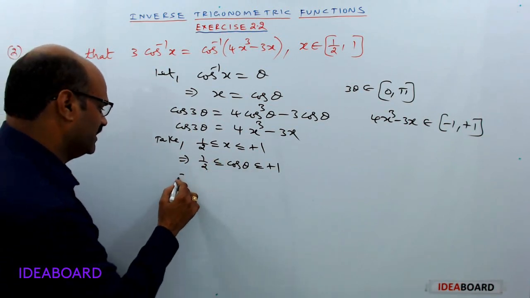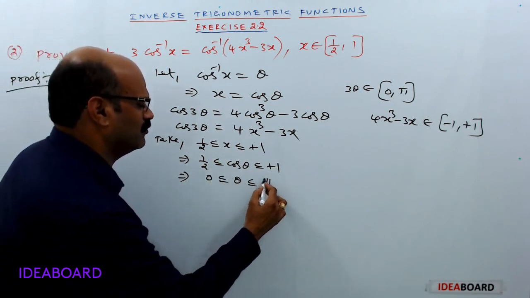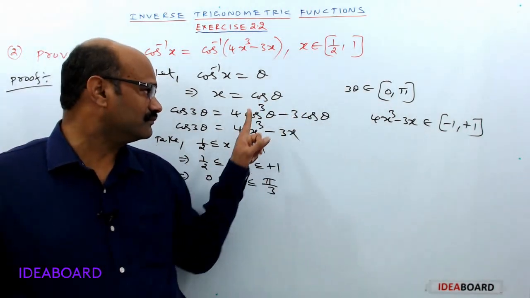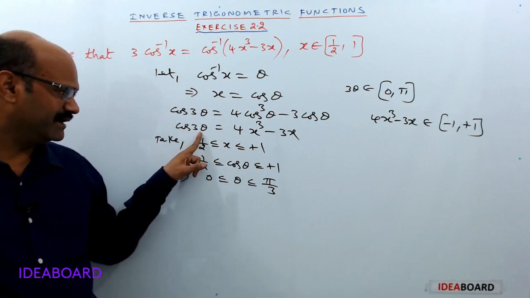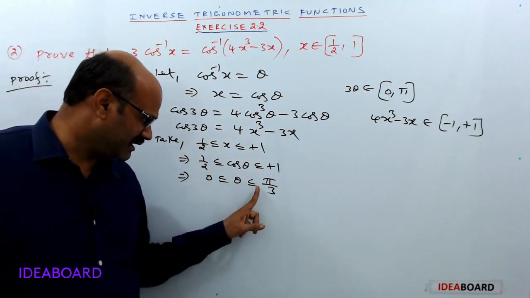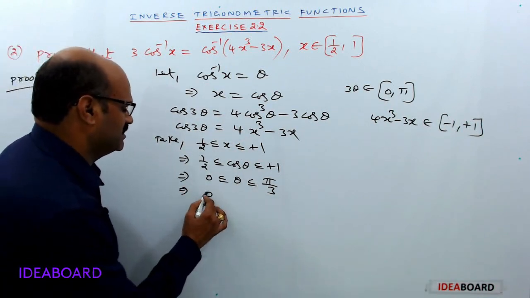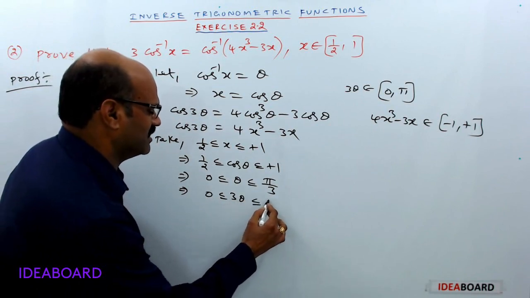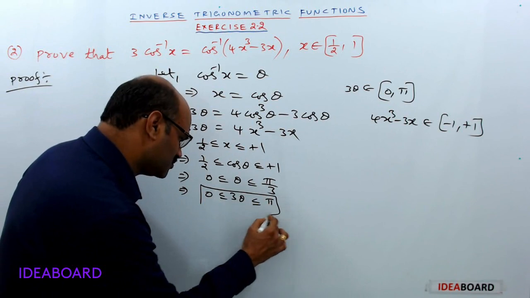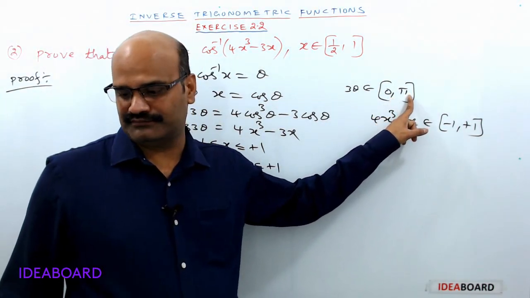Then it implies 0 less than or equal to theta less than or equal to pi by 3. Here we have 3 theta. So multiply the given inequality by 3 now. So when you multiply by 3, we get 0 less than or equal to 3 theta less than or equal to pi. So clearly 3 theta belongs to the closed interval 0 to pi.